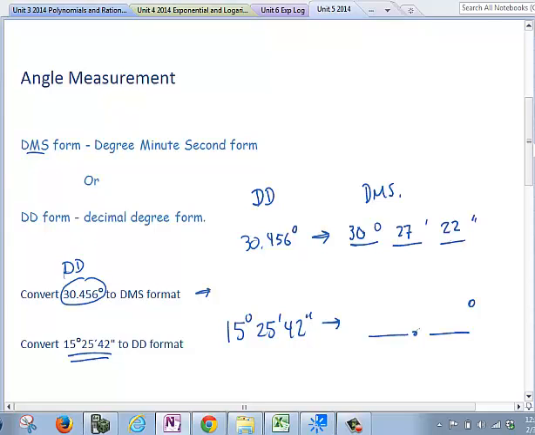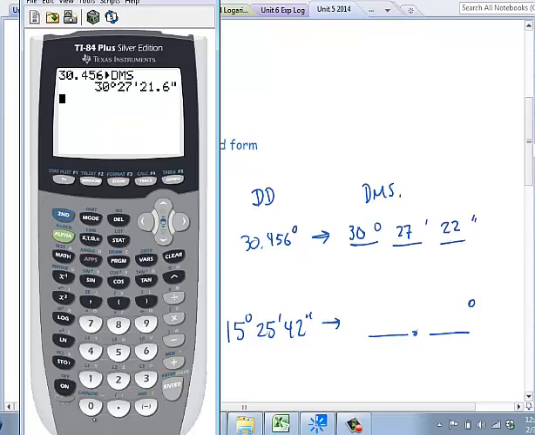So we're going to put 15, so you just type that in, you do 15, you have to go to the angle button, and you have to find the degree symbol. So now the calculator knows you've got 15 degrees. Now you go to 25, and you're going to go to the angle button again, and you want to select the next one down, which is one tick mark, and then you want to put in 42 seconds.